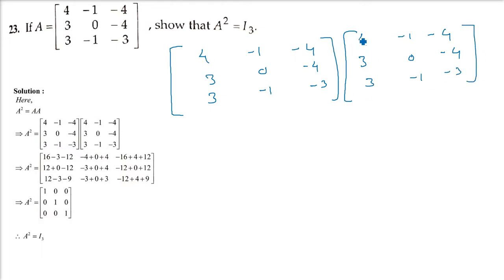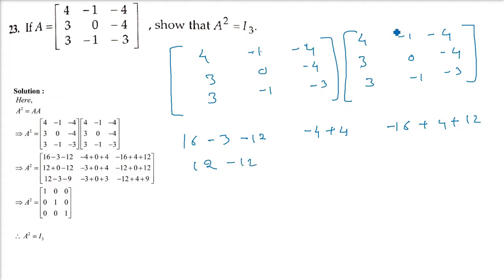So 4 into 4 is 16 minus 3. First row and first column I'm doing. Minus 4 is 12. First row and second column now. 4 minus 4 is going to be 0. Minus 4 minus 1 is plus 4. Then first row, third column. Minus 4 minus 4 minus 16. Minus 1 minus 4 is plus 4. Minus 4 and minus 3 is 12. Now second row, first column. 3 into 4, 12. 0 into 3 is 0. And minus 4 into 3 is minus 12.